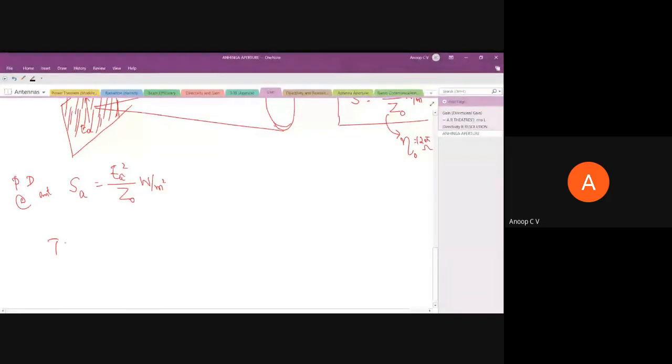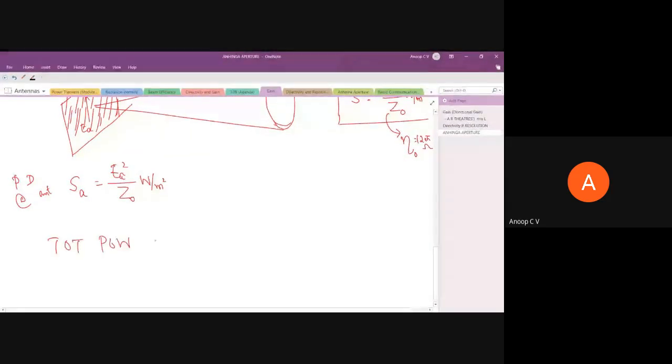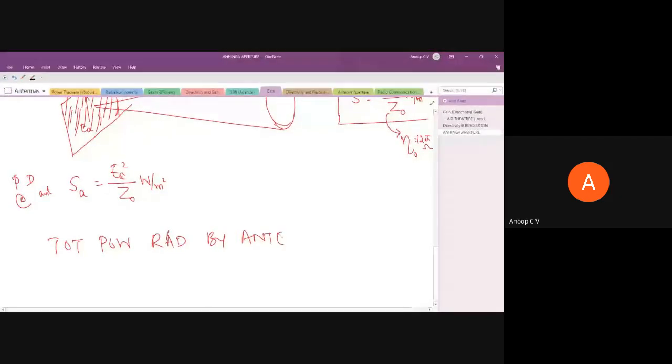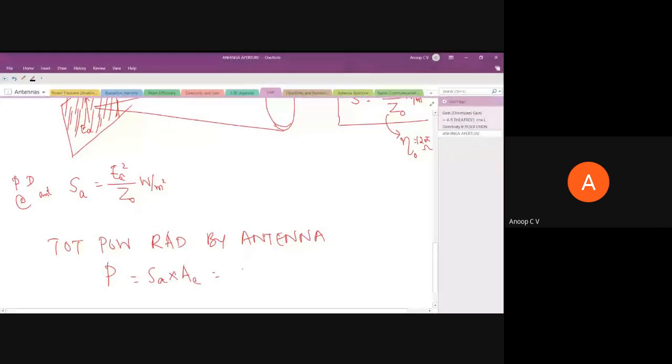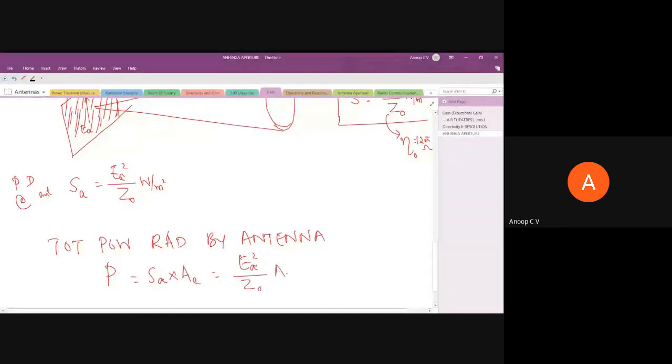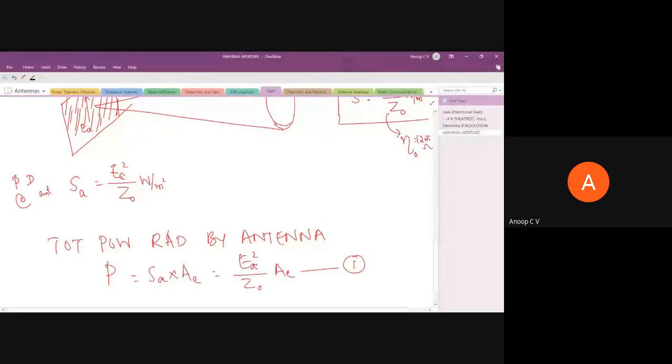So the total power radiated by the antenna can be found out as P total. P is equal to SA into the effective area, that is EA square by Z naught times A. I'm calling it equation number 1.